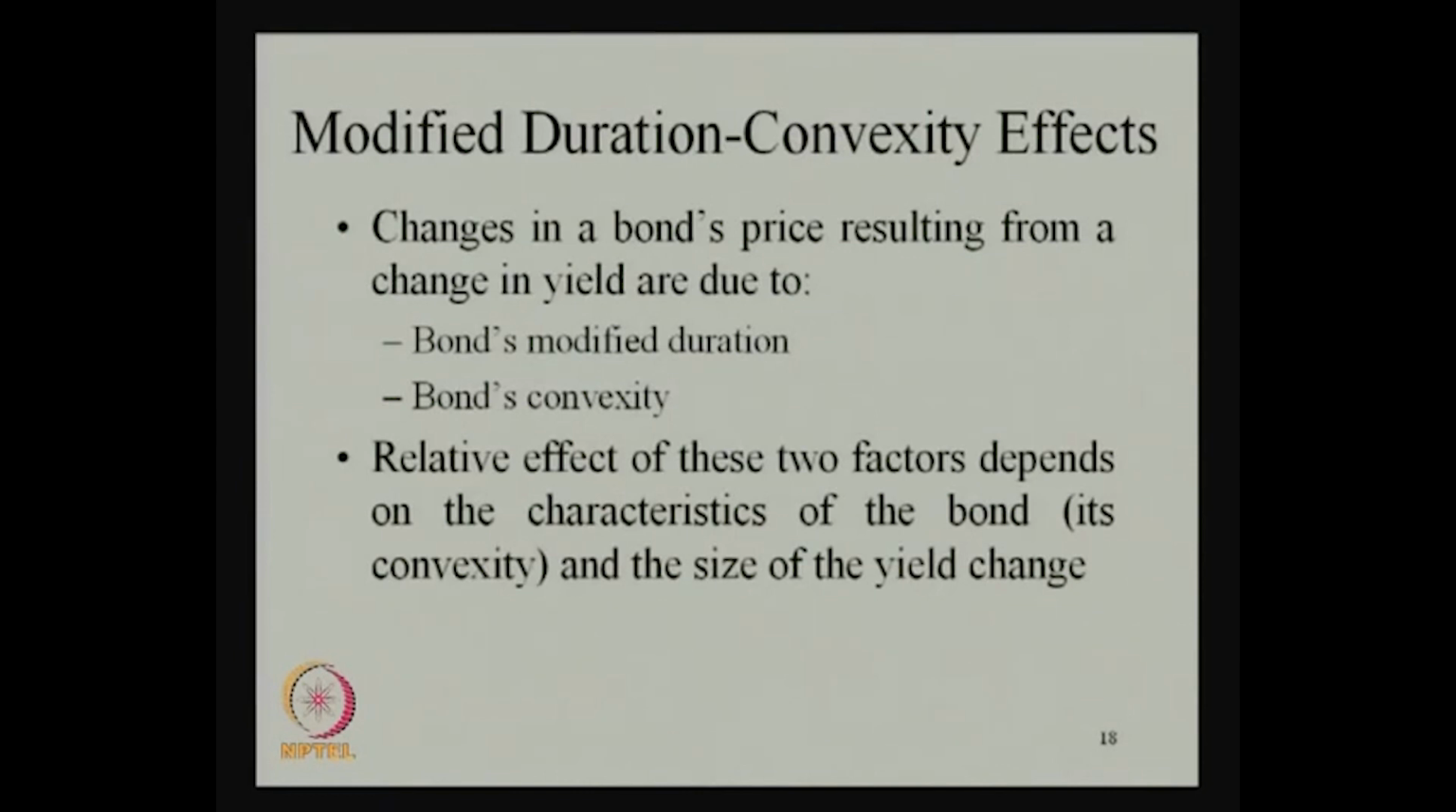Then how can we calculate the effects? If you observe, changes in bond price resulting from a change in yield are due to the bond's modified duration and the bond's convexity, which we have already observed. The relative effects of these two factors depend on the characteristics of the bond, that is the convexity, the coupon, the yield, and the size of the yield change. We can conclude that convexity is desirable to get the return from the market and to maximize the benefits from the bond investment.